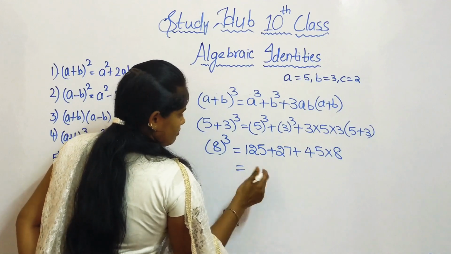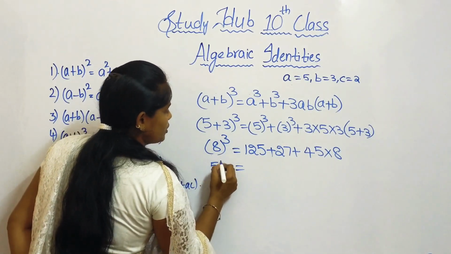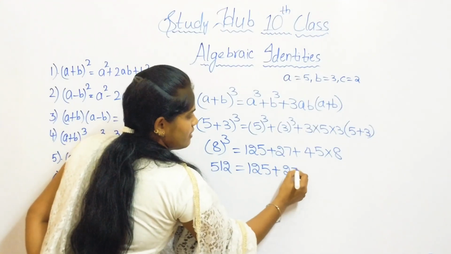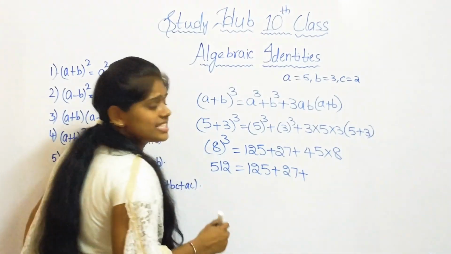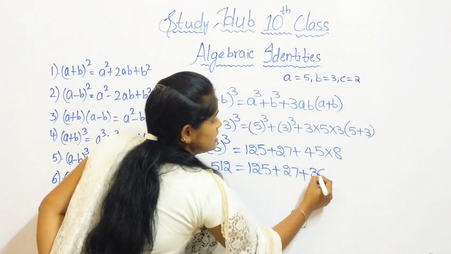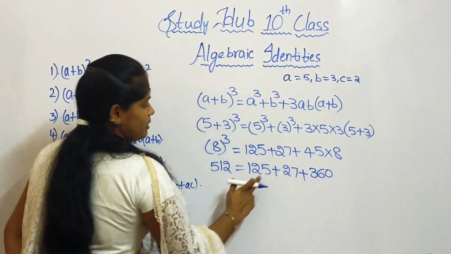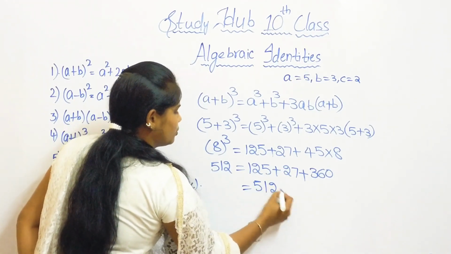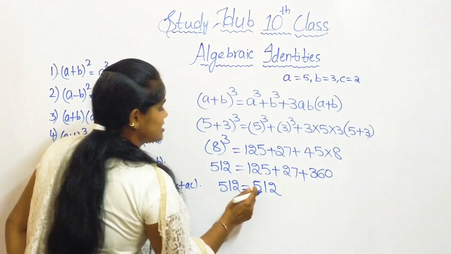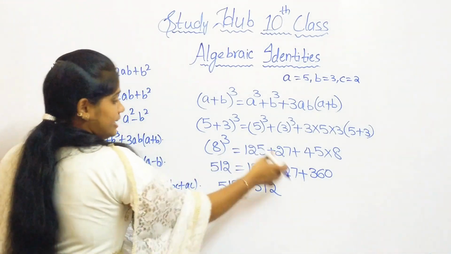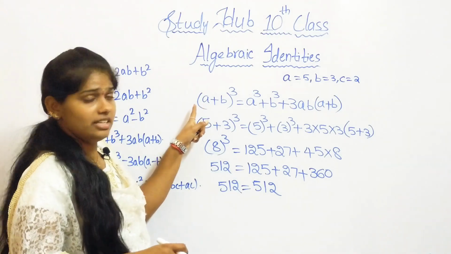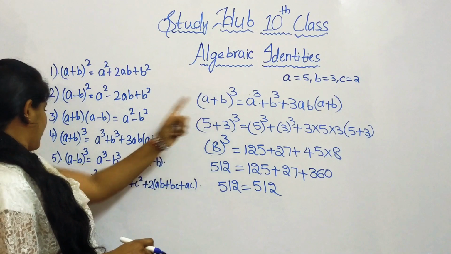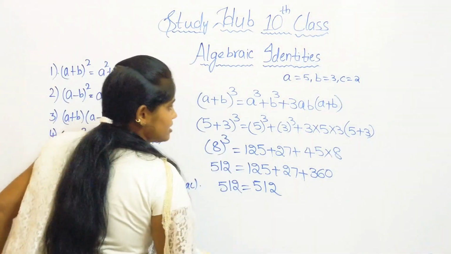See here, 8 cube is 512 and 125 plus 27 plus 45 8s will get 360. So 360 plus 125 plus 27, if we add up, will get 512. So here also we got LHS is equals to RHS. That means it is also satisfied. This identity is also satisfied for the same values. So we'll take the next identity, A minus B whole cube.